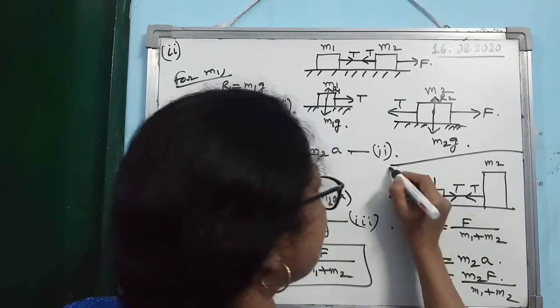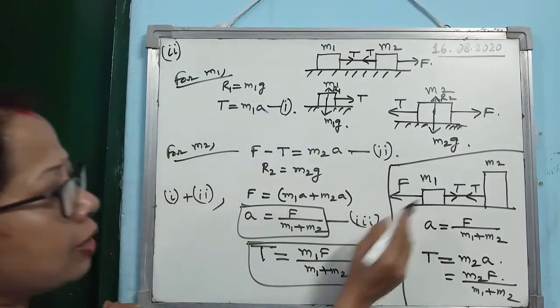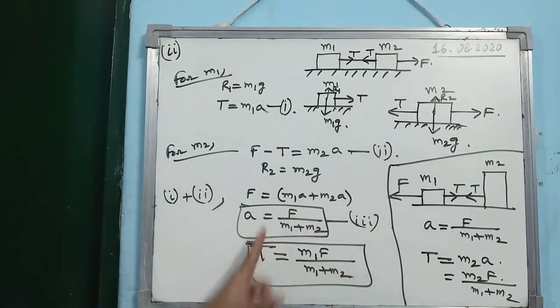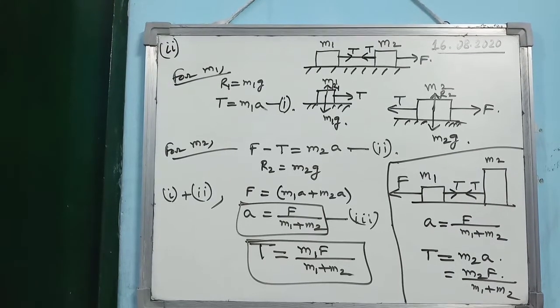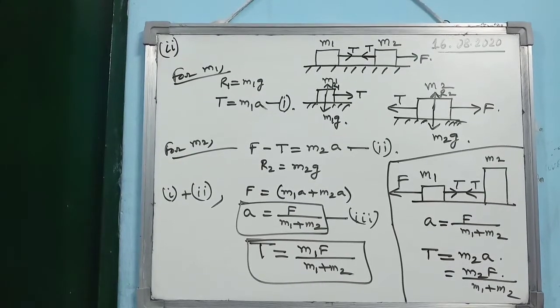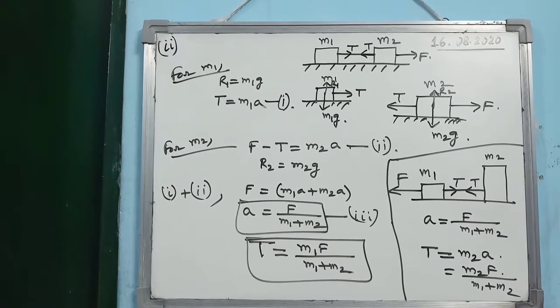So this is the case when force is applied on M1, and this is the case when force F is applied on M2. Once again, understand how I am drawing the free body diagram and how the forces are balanced, but never try to remember all the equations or expressions for acceleration, tension or contact force.